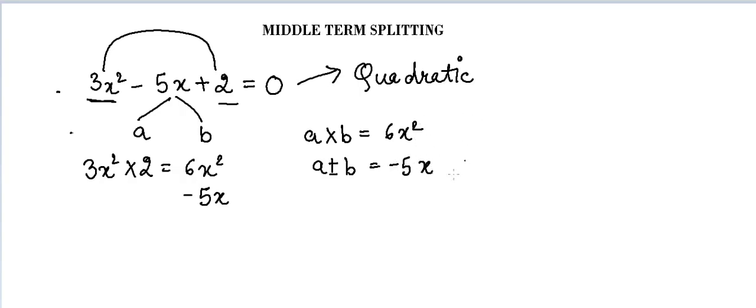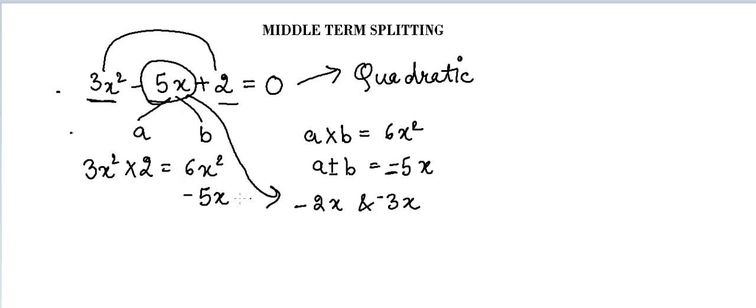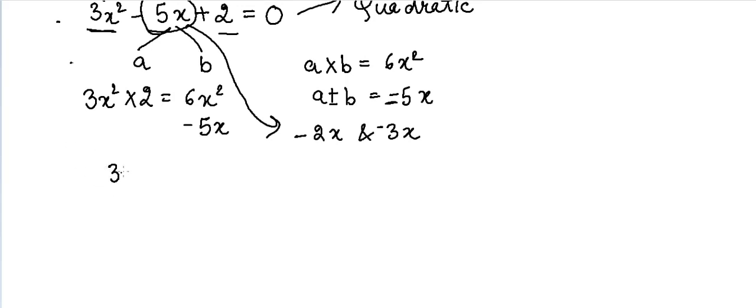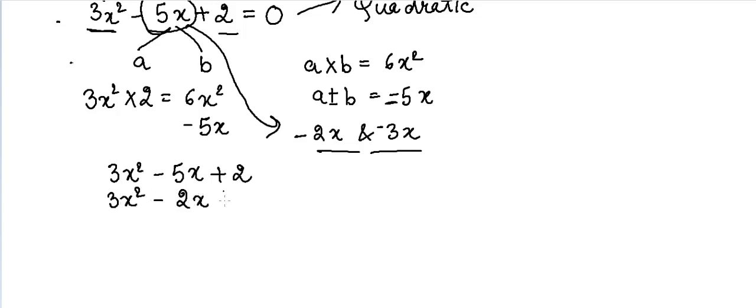You have to think about these two terms. So the two terms are 2x and 3x, right? But here it is negative, so these two should be in the negative form. Now you have to just split this middle term into these two factors. Now 3x square minus 5x plus 2, you got these two factors. Now you have to write it down: 3x square, minus 2x and minus 3x. By adding these two, you get minus 5x, and by multiplication, you get 6x square, right?